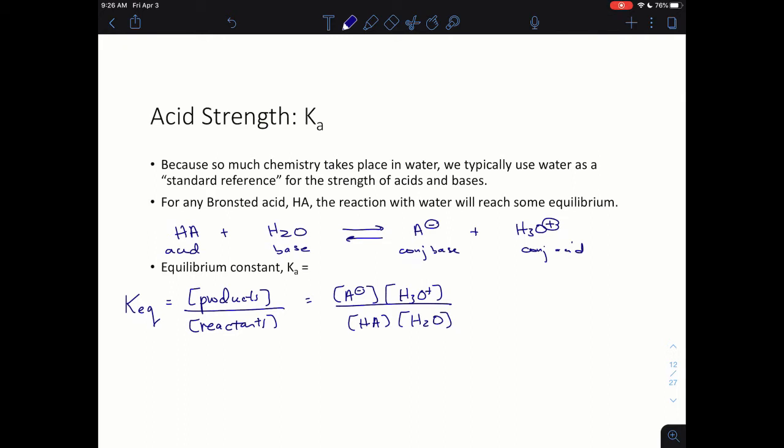Now, we can define the Ka for any acid, where we set the concentration of water equal to 1, as it doesn't change very much during the proton transfer reaction. And the Ka for some acid is simply the concentration of the conjugate base times the concentration of hydronium over the concentration of the undissociated acid at equilibrium.